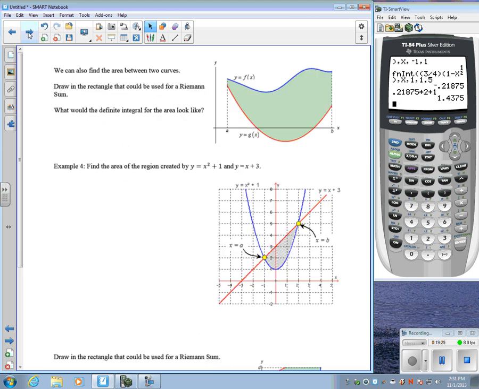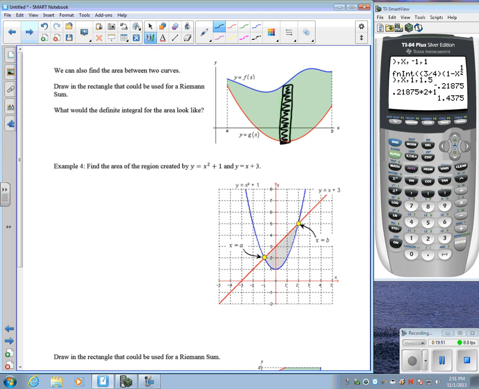Now, the next thing we want to do is find the area between two curves. Before, we were using the curve and an x-axis. That was pretty good. Feel pretty comfortable about that. Now we're going to find the area between two curves. So the first thing we're going to do is draw in a rectangle again. So here is our rectangle that we could use for a Riemann sum.